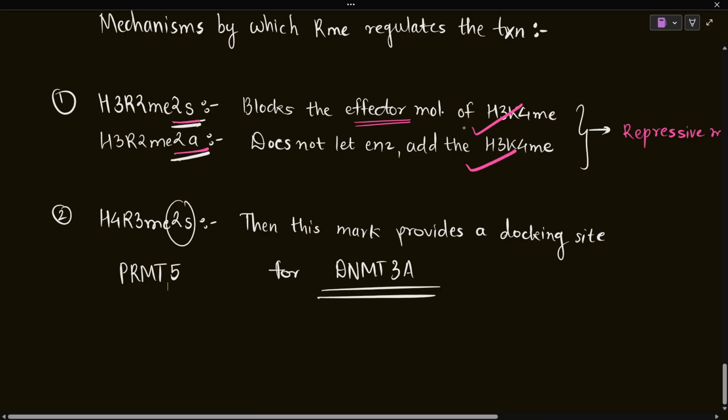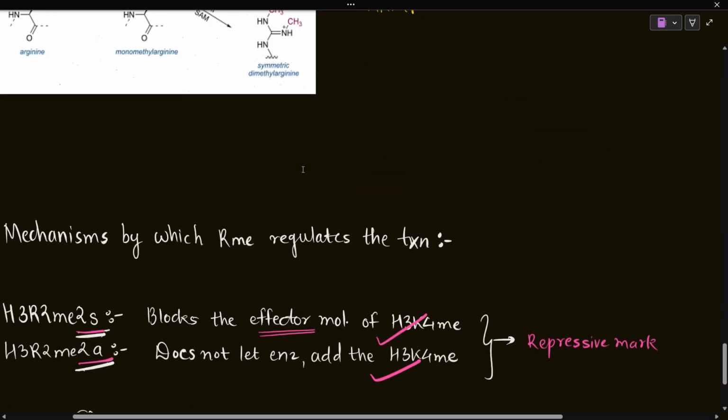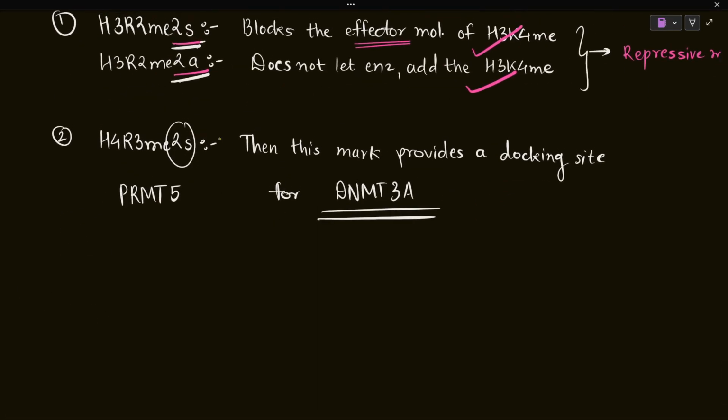Oh yeah, I forgot to mention the examples of those PRMTs. The type 1 PRMT, which does the monomethylation or asymmetric dimethylation, has examples like PRMT1 or CARM1, while type 2 has the example PRMT5, and it adds the symmetric dimethylation. So this is the symmetric dimethylation of the third arginine residue, and that is why it is done by PRMT5. The activity of PRMT5 is related to DNA methylation.